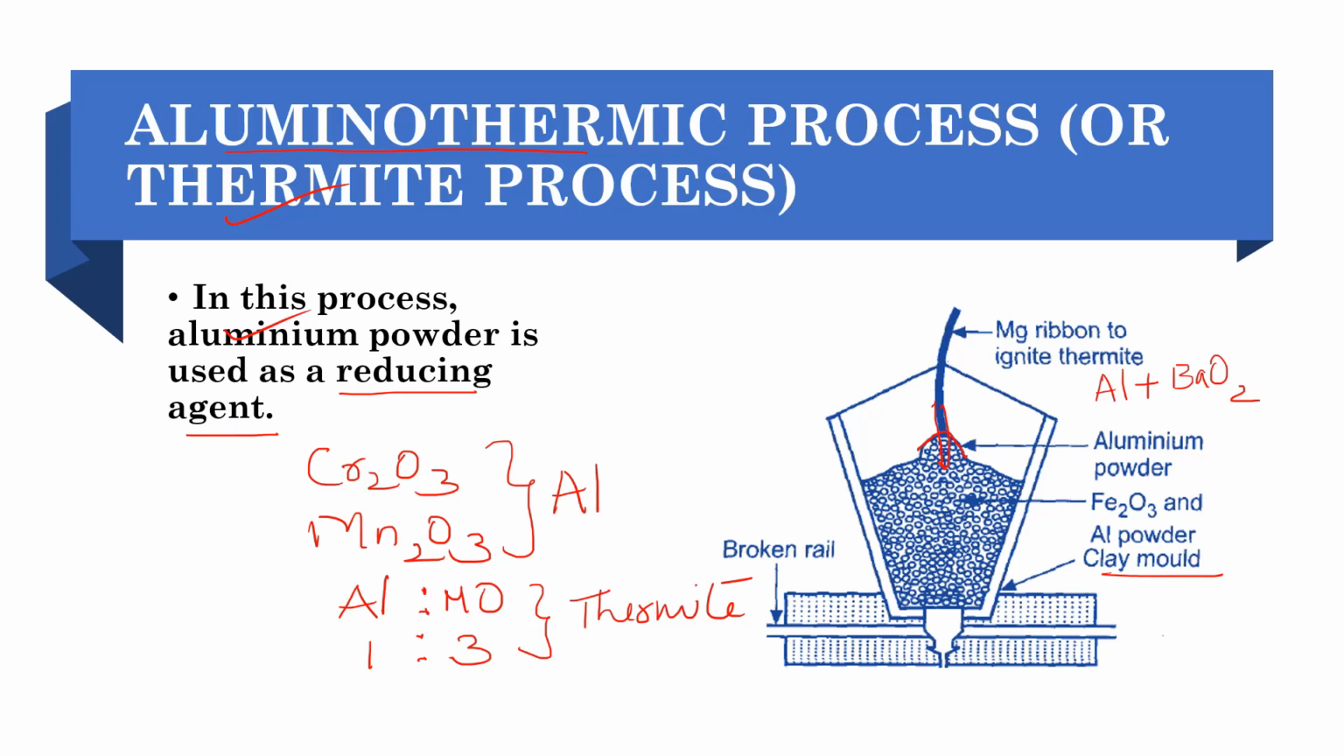This magnesium wire is lighted. It starts burning and in turn causes the burning of the heap of aluminium powder and barium peroxide. Due to this burning, a large amount of heat is produced and temperature increases. This raised temperature helps aluminium powder to reduce metallic oxide into metal. This reaction is highly exothermic, that is, heat is liberated during the process. The reaction goes on until all the metal oxide is converted to metal.